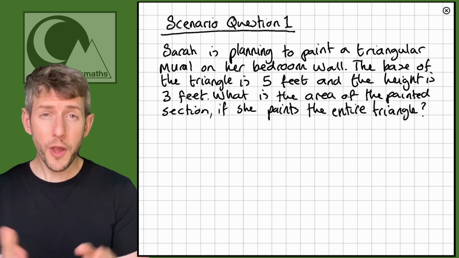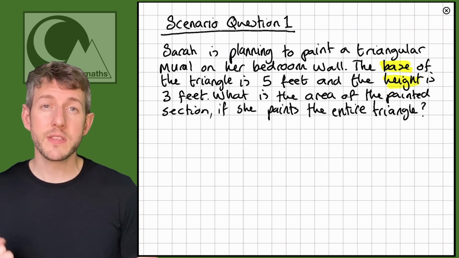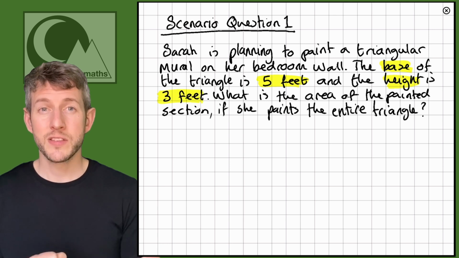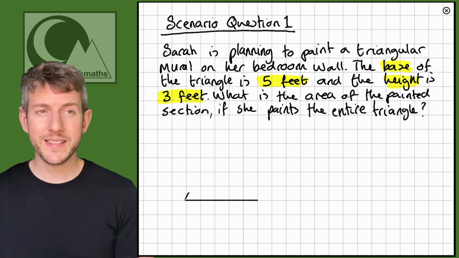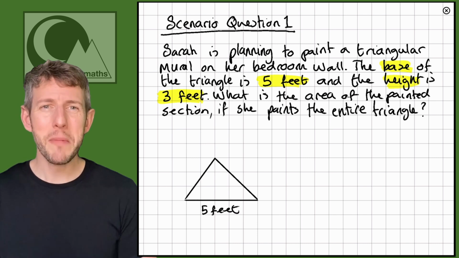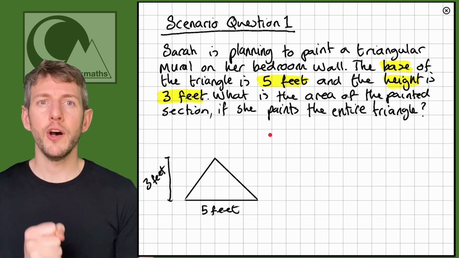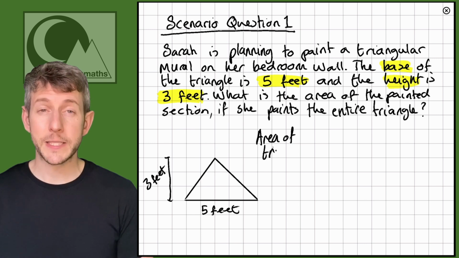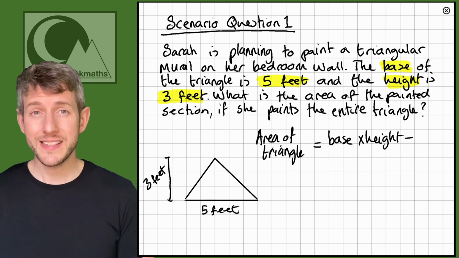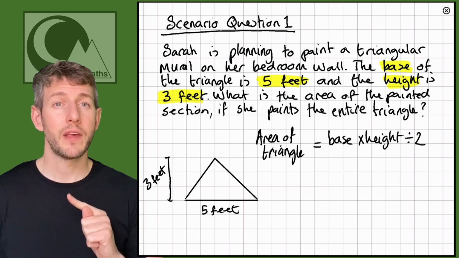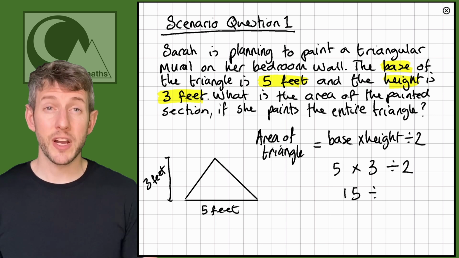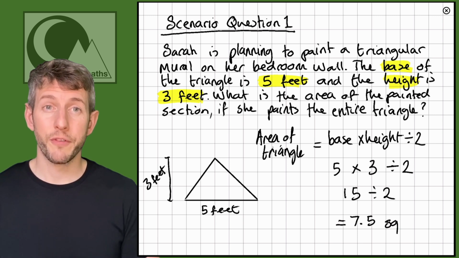So, although there's a lot of words there, we can see a few numbers, okay? And we need to look out for the words of base and height. So, we've been told that the base is 5 feet and the height is 3 feet. So there we go. So remember your triangle formula. Area of a triangle, which is the space inside it, equals base times height divided by 2. So the base is 5, the height is 3. 5 times 3 divided by 2 is 15, divided by 2 is 7.5.